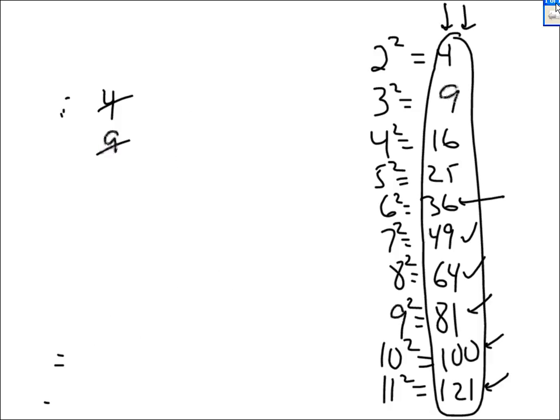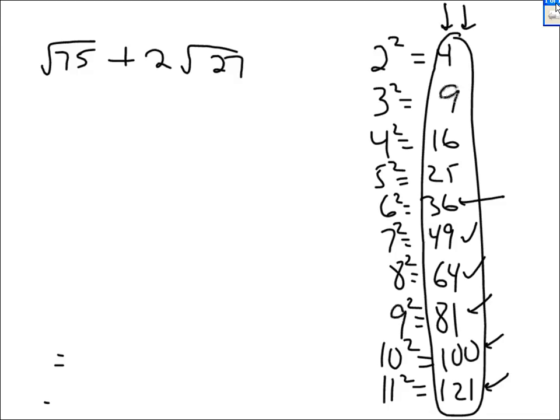You need to know those squares. 2 squared, you can know 2 times 2, 3 times 3, 4 times 4. You need to know your times table. Okay, so what if you wanted to simplify? These are the instructions. Simplify.